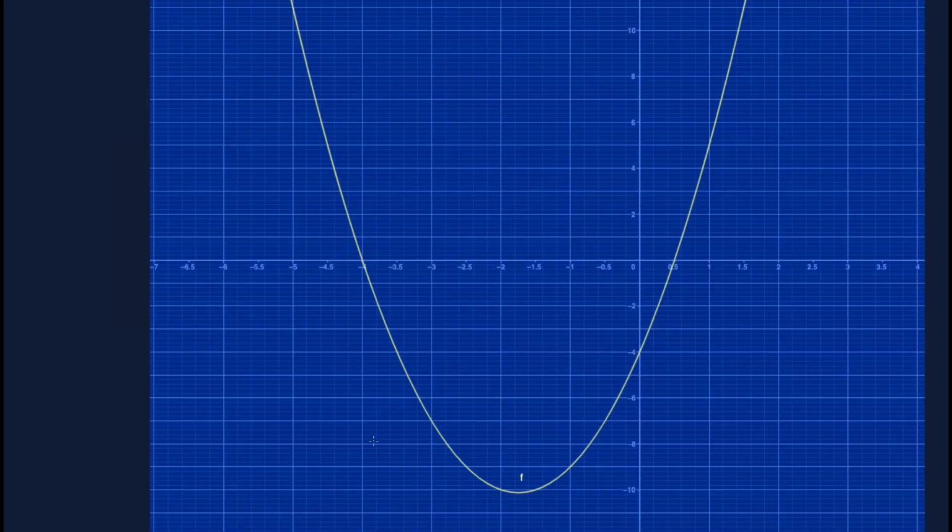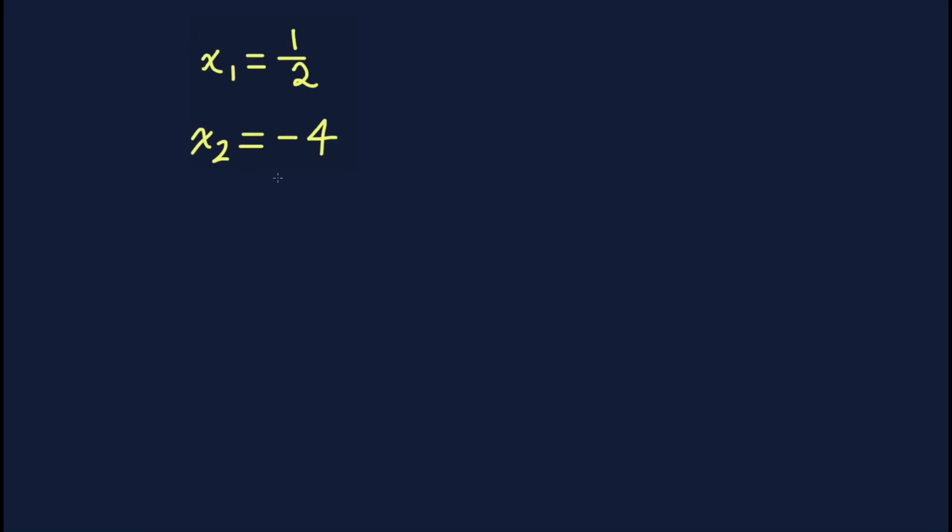If we graph the equation, this is what we get, and we see that indeed at x equals minus 4 and at x equals 1/2, we have a value of y, which is the vertical axis, that is equal to 0. In other words, these are the points where the function crosses the horizontal axis, the x axis. Now we need to plug these values into the first equation we had.